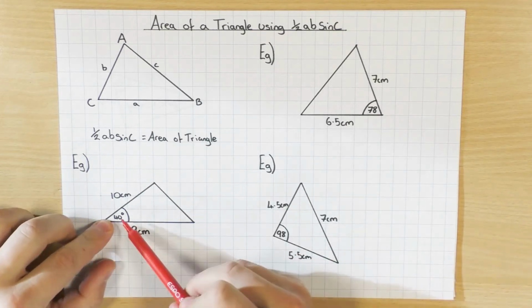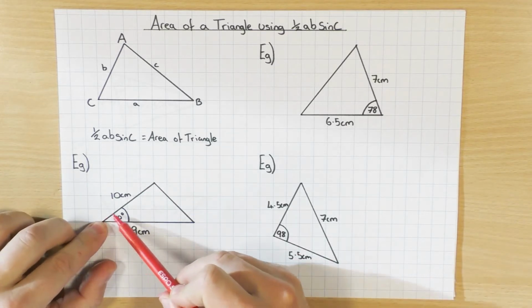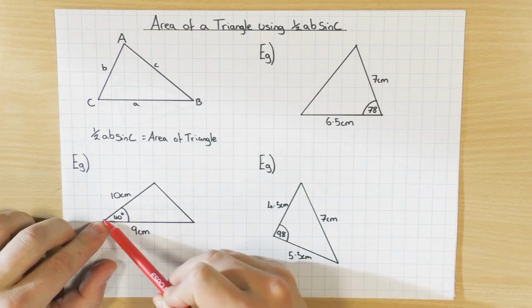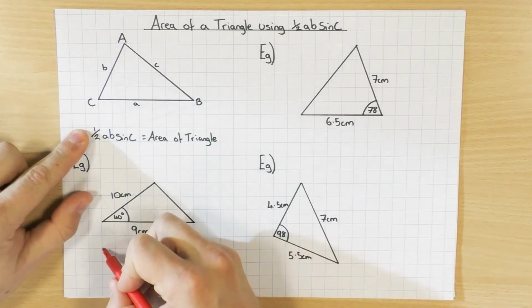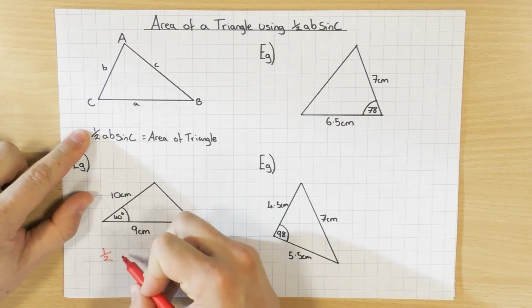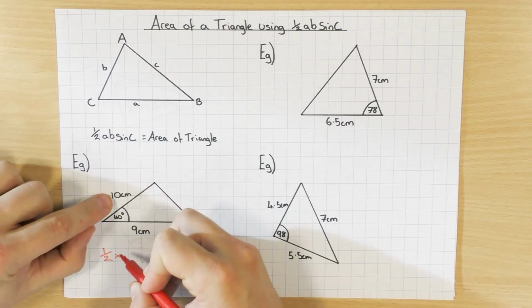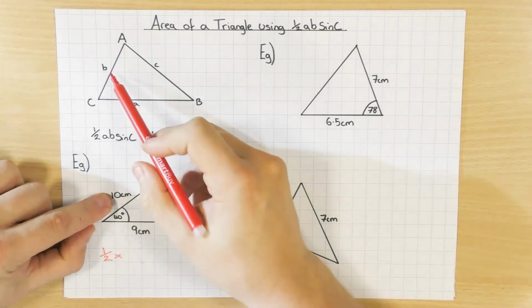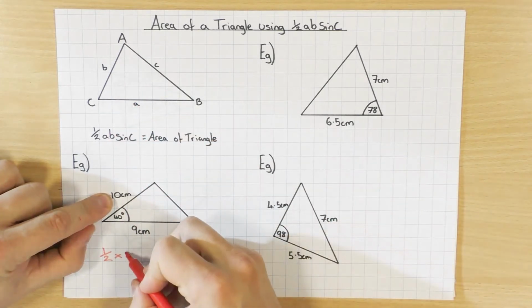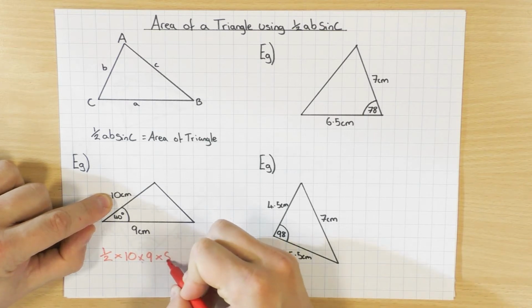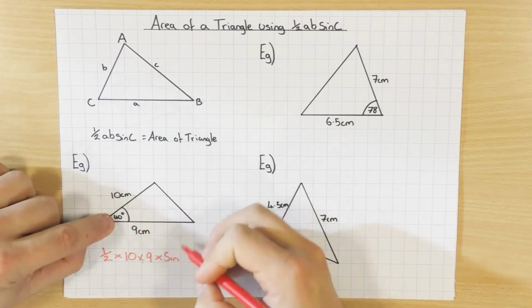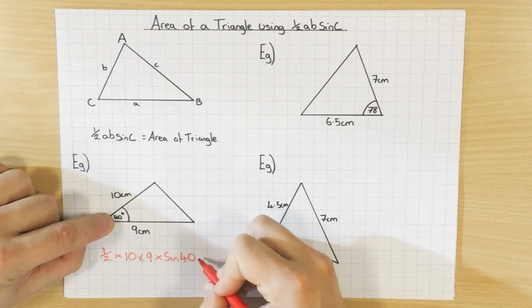Here's the first one. I've got the angle 40, the sides next to it, so my a and b are going to be 10 and 9. I'm just going to substitute it straight into the formula. So 1/2 times a, b, it doesn't matter which one's which because they're both next to the angle. So times 10 times 9 times sine, and the angle is 40, so times sine 40.